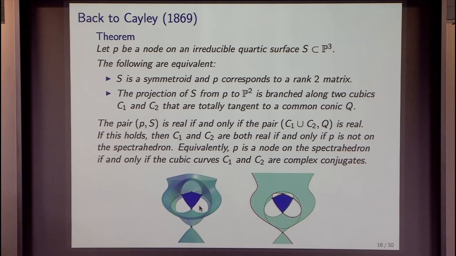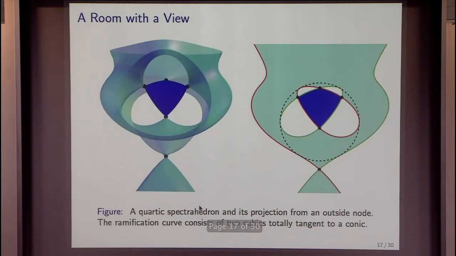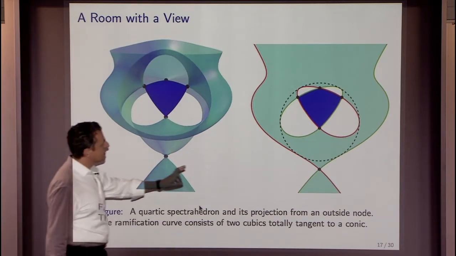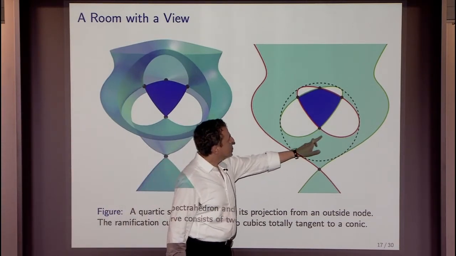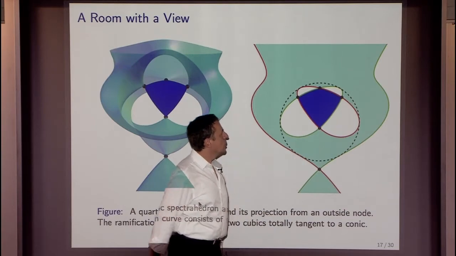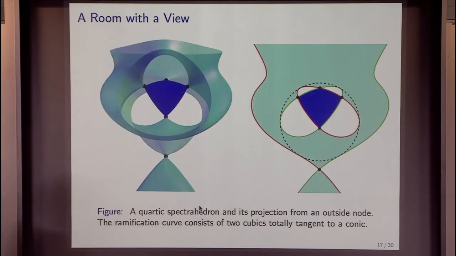So this characterizes geometrically what happens as you project the symmetroid together with the spectrahedron into the plane, and this is used to prove the only if direction. Use the same picture again, a quartic spectrahedron, a projection from the outside node, and you can see the characteristic feature is that the projection ramifies along 2 cubic curves, each of which is totally tangent to the circle. That's the view from the camera.